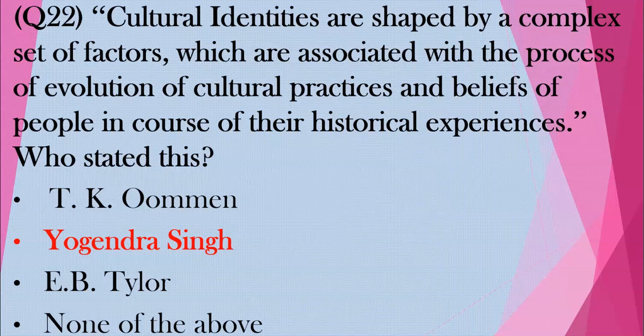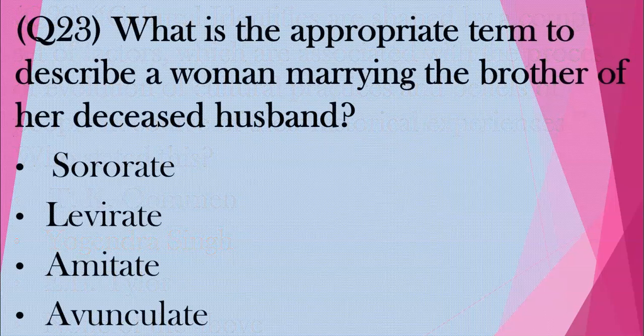Next, we have question number 23. What is the appropriate term to describe a woman marrying the brother of her deceased husband? A woman marrying the brother of her late husband. Okay. Sororate, levirate, amitate, avunculate. The answer to this is levirate.